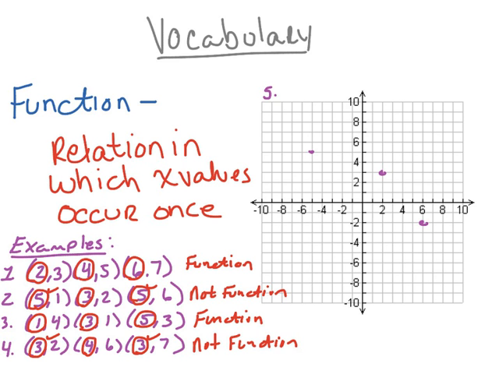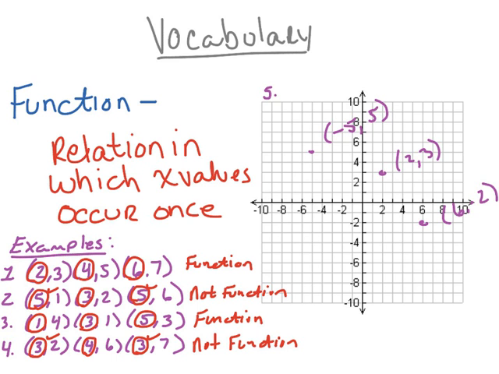Now remember we said we could also describe a relation as a set of points on the Cartesian coordinate plane, which is what I have over here. So if you look at number 5, we have 3 points or 3 ordered pairs on this graph. The first ordered pair that I have over here is (-5, 5). The ordered pair I have here is (2, 3). And the last ordered pair I have is (6, -2).